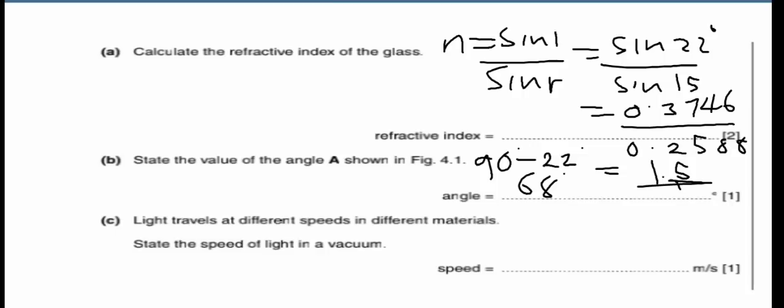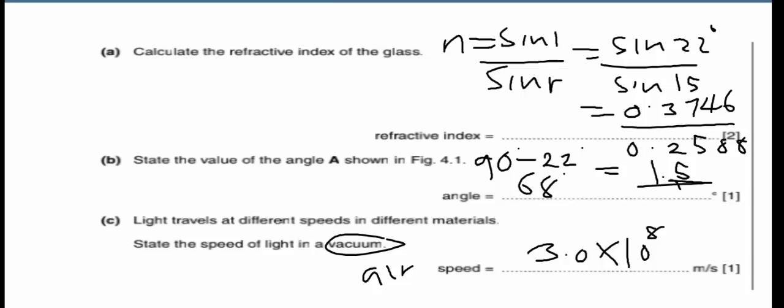Then as for C, it is saying, light travels at different speeds in different materials. State the speed of light in a vacuum. So in the vacuum, this vacuum here means what? Air. So the speed of light in the air or in the vacuum is 3.0 multiplied by 10 to the power 8 meters per second. So this one is the answer.